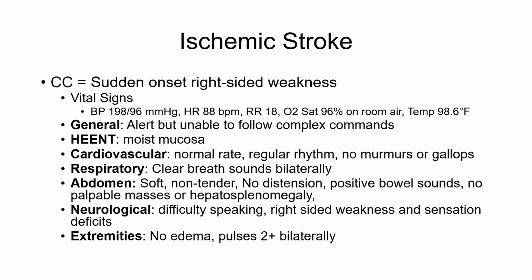Vital signs for this patient show a blood pressure of 198/96, heart rate of 88, respirations 18, an O2 sat of 96% on room air, and a temperature of 98.6. The patient's alert but unable to follow complex commands. His ENT exam is normal, has moist mucosa. Cardiovascular exam shows normal rate and regular rhythm. Respirations are clear to auscultation bilaterally, abdomen soft, non-tender, non-distended, positive bowel sounds, no palpable masses or hepatomegaly. The neurological exam shows difficulty speaking and right-sided weakness and sensation deficits. His extremities have no edema and 2+ pulses bilaterally.